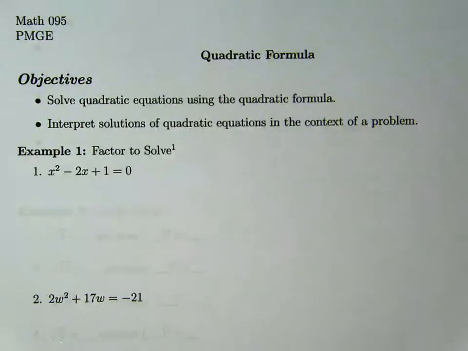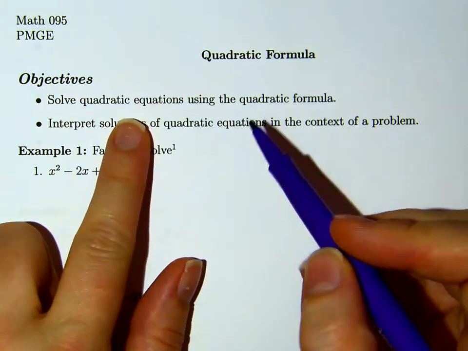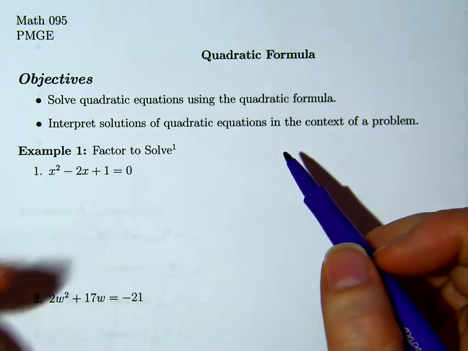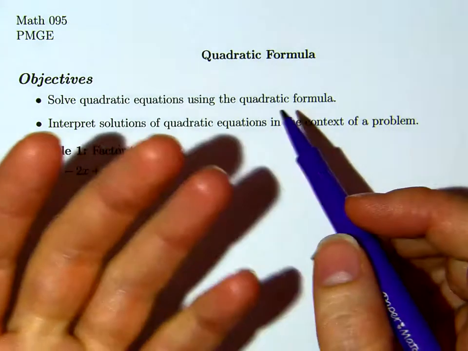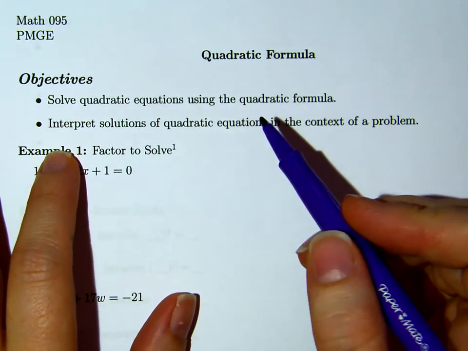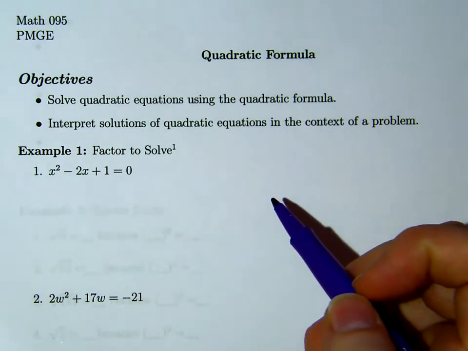Section 4.10 is the quadratic formula. So let's solve quadratic equations. We can factor them. We can use a graph to do it and find some intersections. And now let's use a formula. Interpret the solutions in the context of a problem.